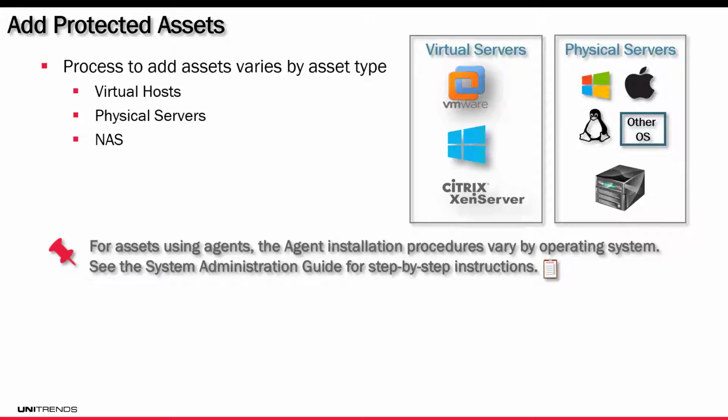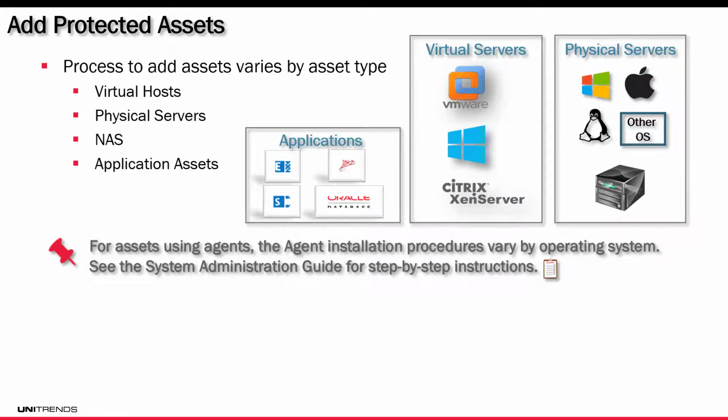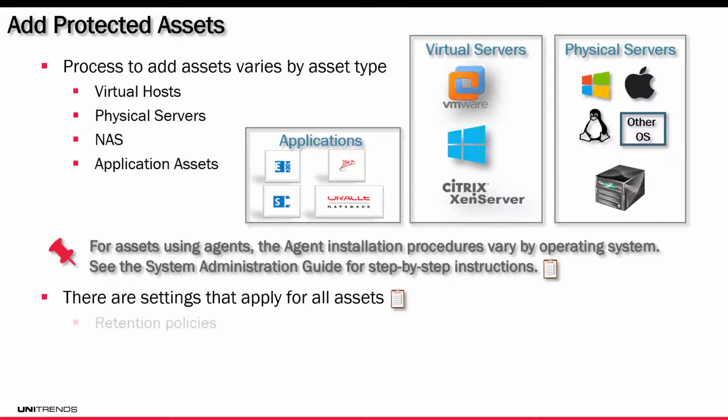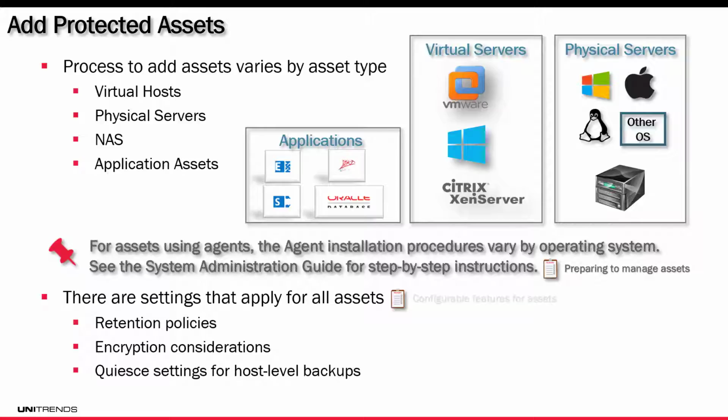Now, for assets using agents, the agent installation procedures vary by operating system. Once again, see that administrator guide for more step-by-step instructions for each of those different connection types. Now, there's also application assets that are going to be auto-detected from the Windows agents or from application aware inside of VMware. And there are settings that apply for all assets: retention policies, encryption considerations, and there's new QoS settings for the host level backups as well. Make sure you're familiar with those, and there is a link there for the configurable features for more assets from the administrator guide for you.